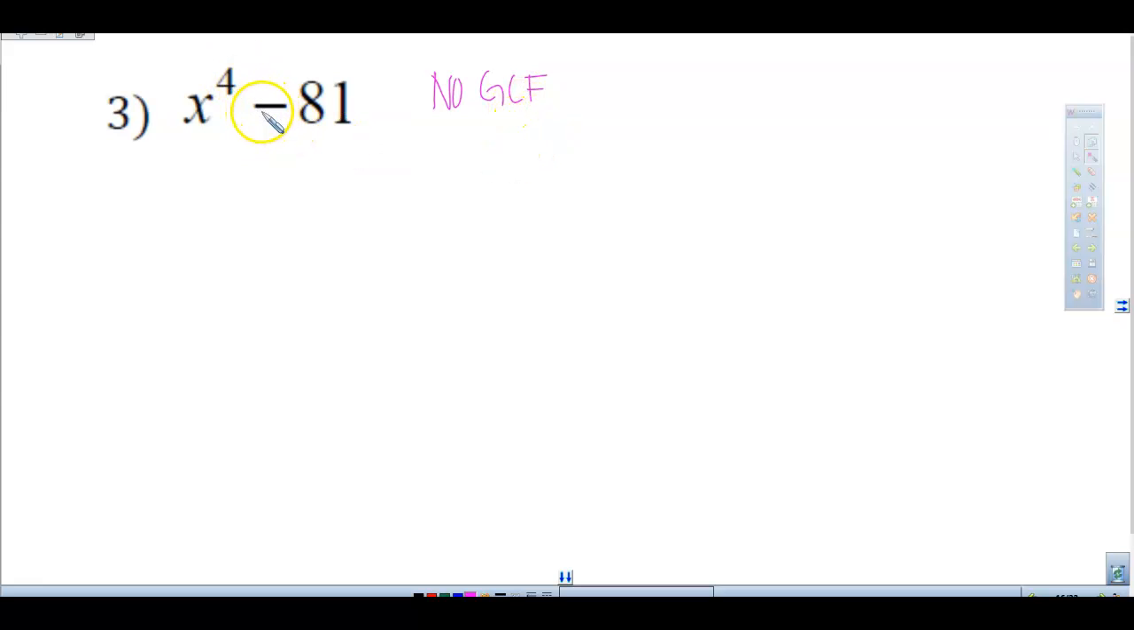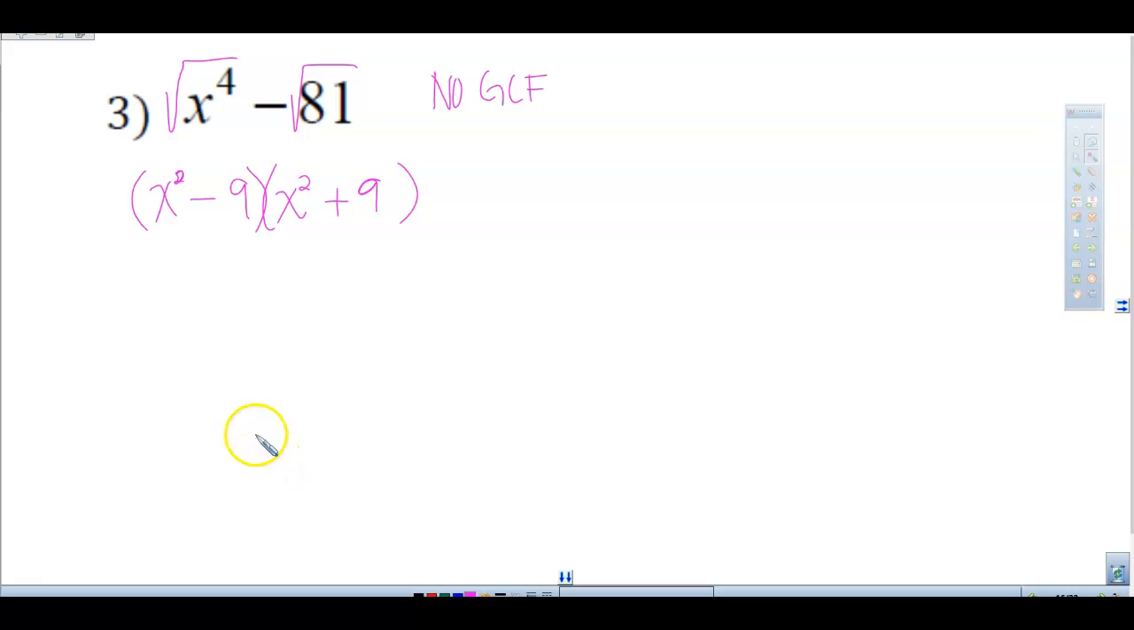I have a difference. 81 is 81 on those diagonal numbers. Is 81 a perfect square? Yes, 81 is a perfect square, and I have an x to the 4th. That means I can split this into 2 binomials and take the square roots. So the square root of x to the 4th is going to give us an x squared. And the square root of 81 is going to give us our 9. And then I have 1 subtraction, 1 addition.